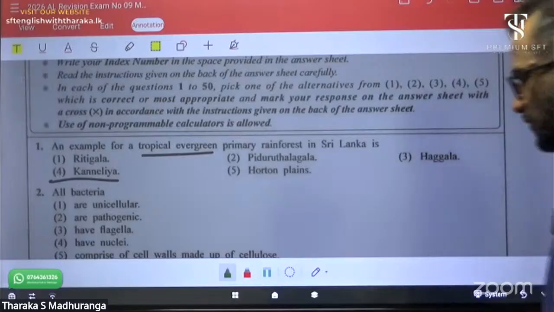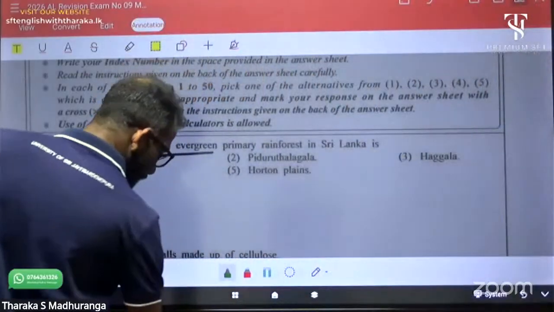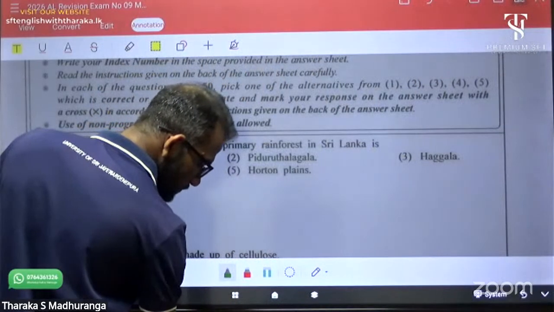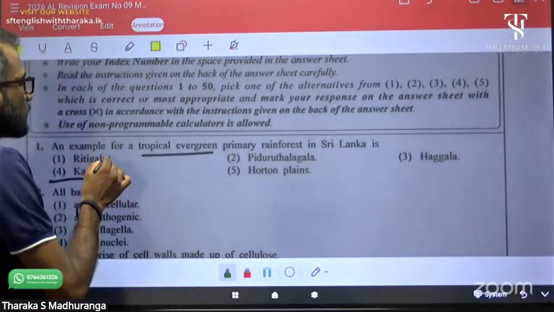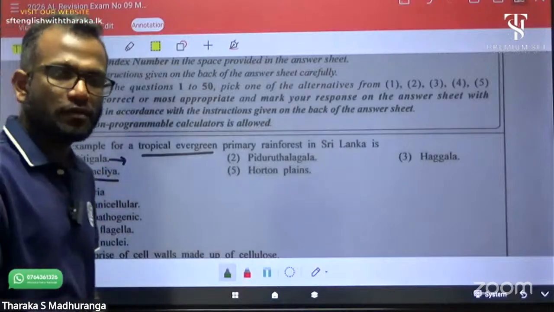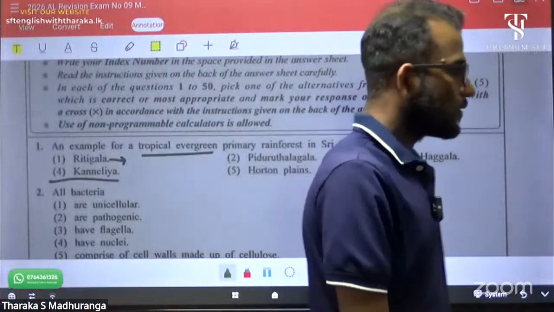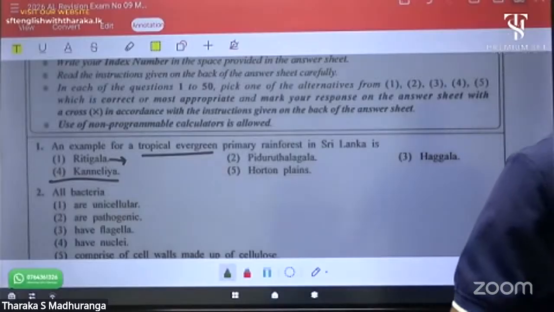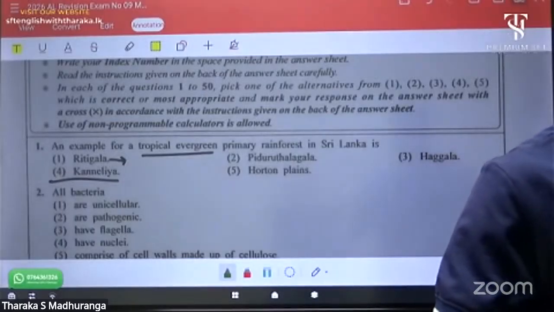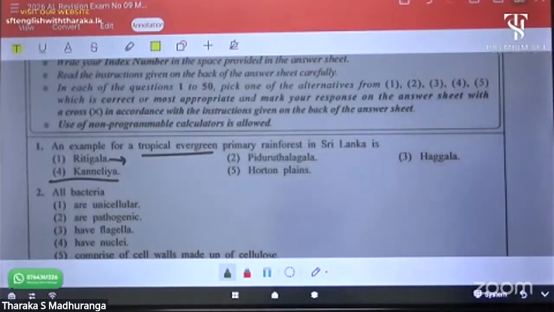Tropical evergreen rainforest. Okay, next, what's the type of forest? Habib, what's the type of forest? Reticule.